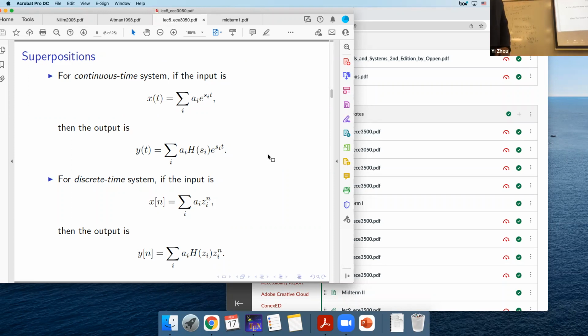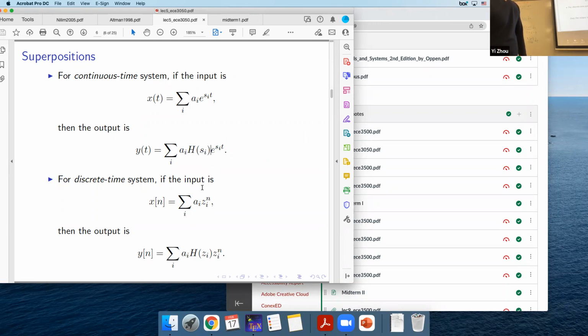And then once we have these observations, we can look at the superpositions of these eigen signals. Basically, if we consider the input as a linear combination of these complex exponential signals, we know from the previous slides that each of these complex exponentials is an eigen signal for LTI systems. So when we linearly combine them, due to the linearity of the system, the corresponding output is the linear combination of all the individual outputs corresponding to these complex exponential inputs. And for each of these complex exponential inputs, the output is given by the input scaled by a frequency response.